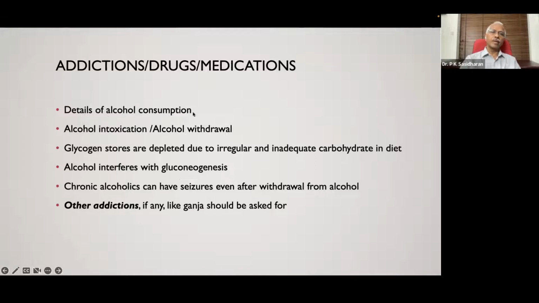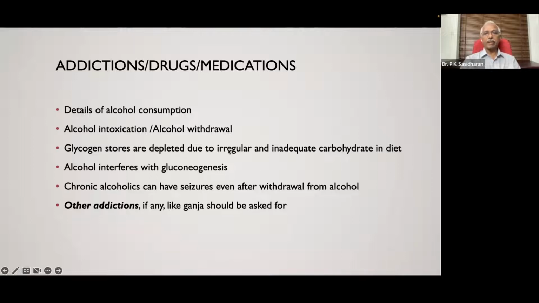Details of alcohol consumption have to be elicited always, because seizures can occur after alcohol intoxication or after alcohol withdrawal also. In alcoholics, especially chronic alcoholics, their glycogen stores are depleted. So the first protection against hypoglycemia is the glycogen store in the liver. In chronic alcoholics, they may not have much glycogen because they always take only alcohol and very little of other food items. So glycogen stores may be depleted.